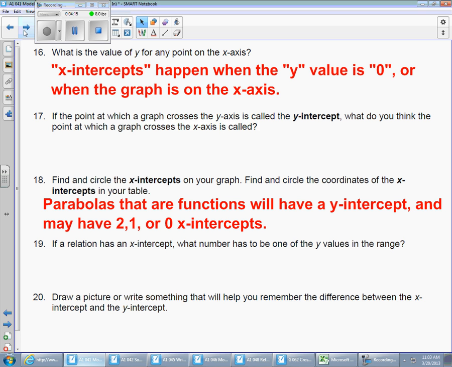Now, we've probably noticed this a little bit, but we haven't really said it. Our parabolas that are functions are going to have a y-intercept. Most of the time, they've had a y-intercept in the graph. We've been able to see it, or we've been able to see it in the charts. It's been very easy.